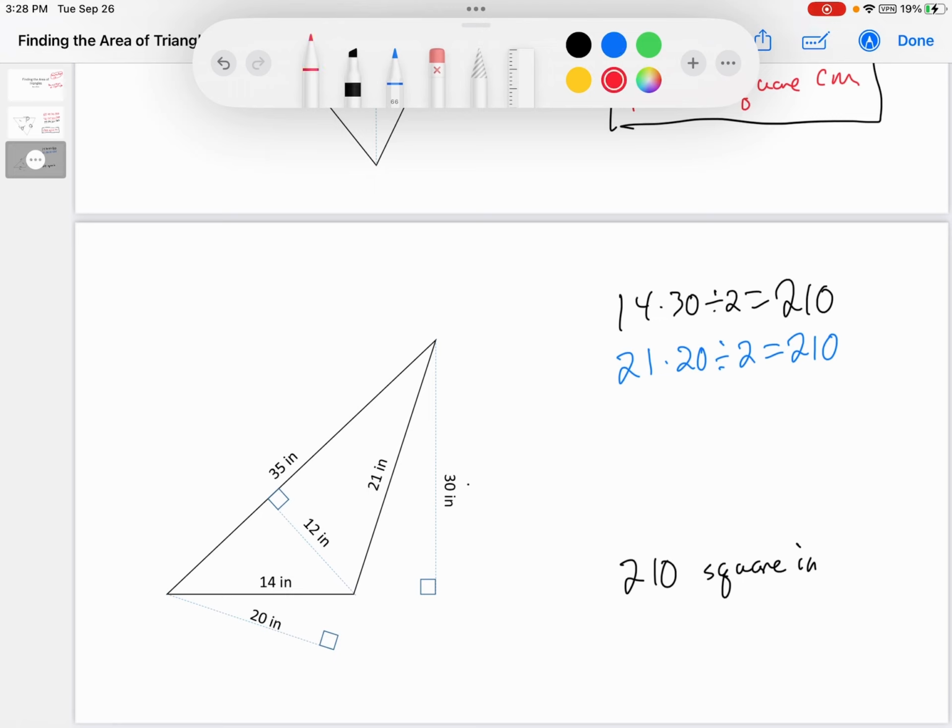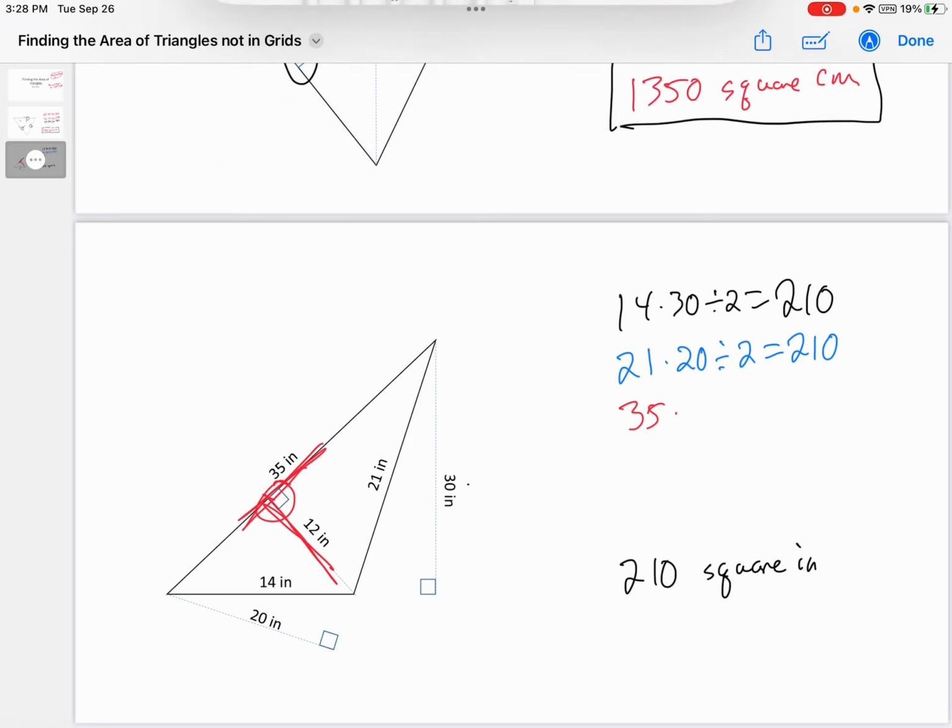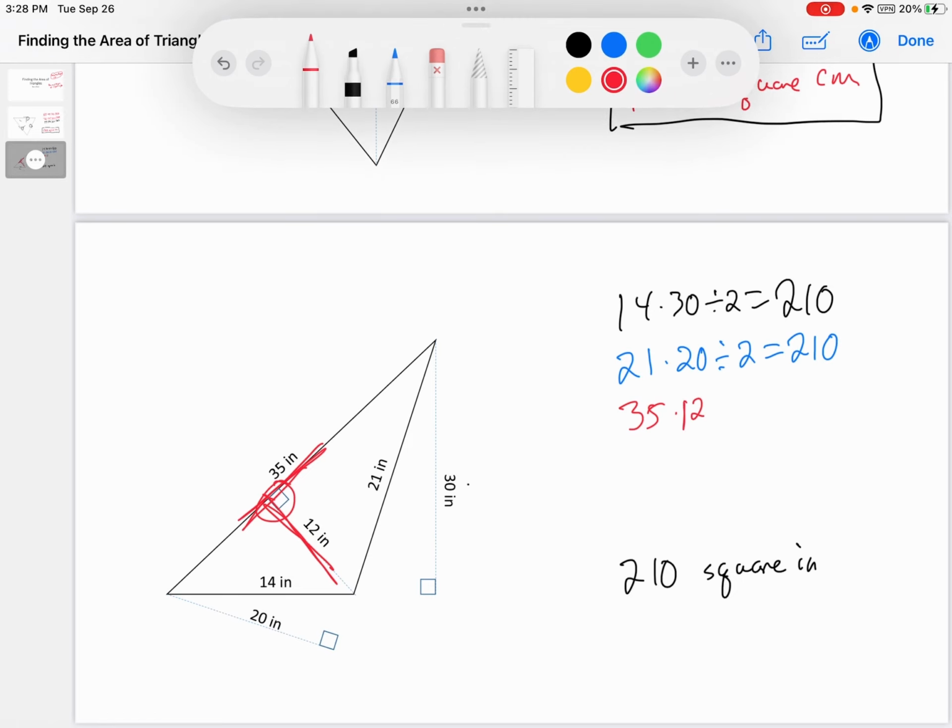So we have one more right angle. We have this one here. This one goes this way and this way. Which is the side of the triangle? Which one is the base? Same question. So the side of the triangle is 35, therefore the base is 35, and the 12 is the height because it is not. And then we divide by 2 because this is a triangle. 35 times 12 divided by 2 is 210.